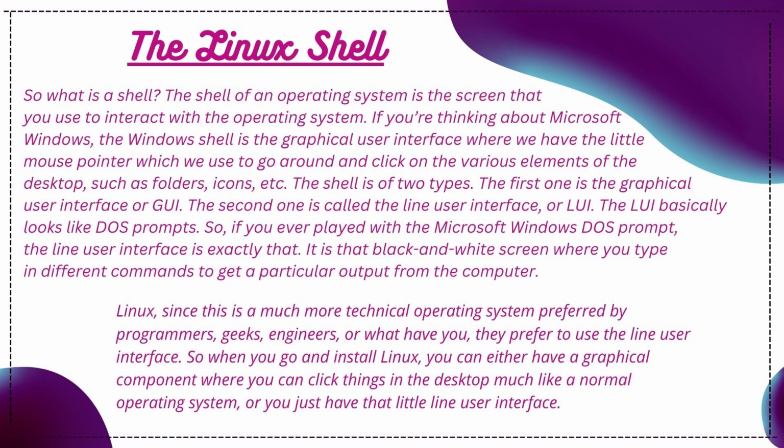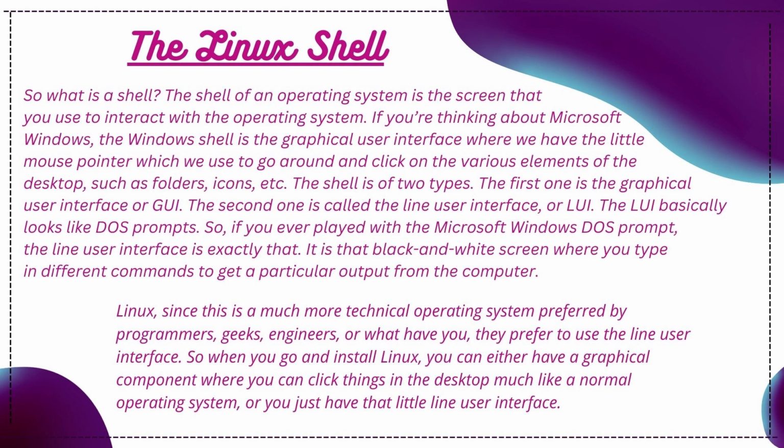So what is a shell? The shell of an operating system is the screen that you use to interact with the operating system. If you're thinking about Microsoft Windows, the Windows shell is the graphical user interface where we have the little mouse pointer which we use to go around and click on the various elements of the desktop such as folders, icons, etc.